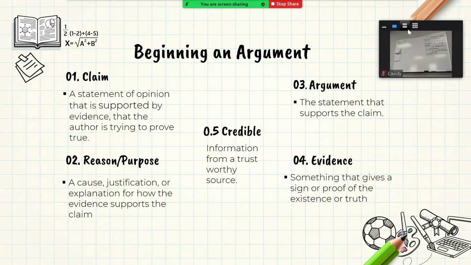And then after that, in order to tie everything together to support your argument, you're going to need some evidence. The evidence is something that gives a sign or proof of the existence or truth. So evidence can literally be anything. It completely depends on what you're arguing about.